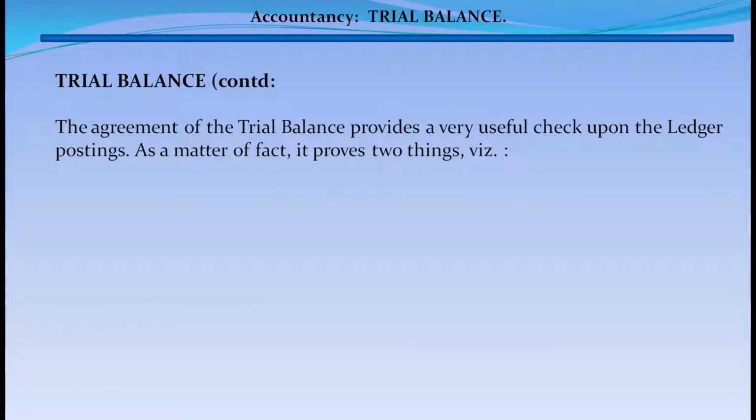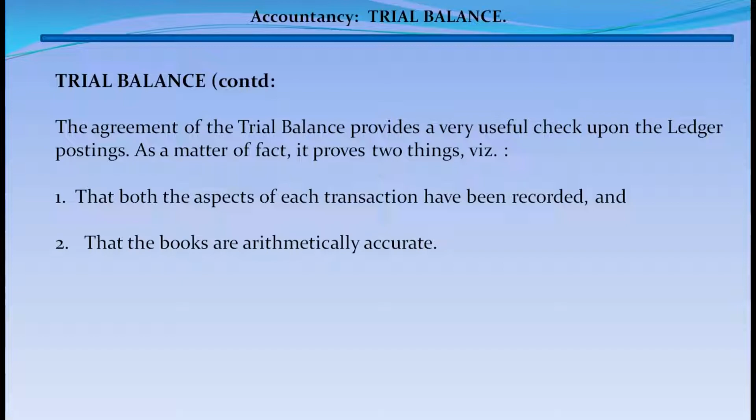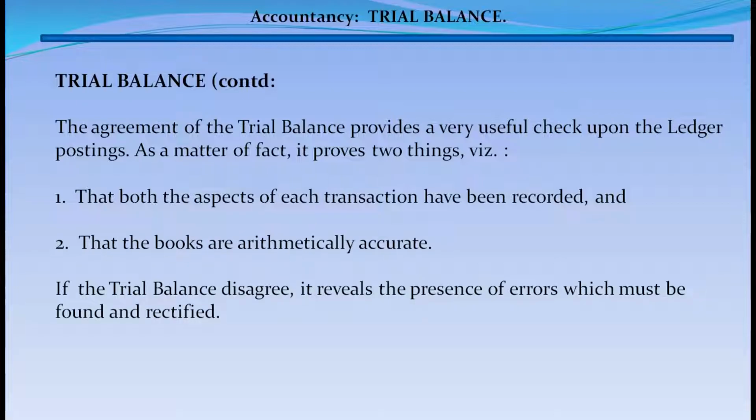The agreement of the trial balance provides a very useful check upon the ledger postings. As a matter of fact, it proves two things. One, that both the aspects of each transaction have been recorded and two, that the books are arithmetically accurate. If the trial balance disagrees, it reveals the presence of errors which must be found and rectified.